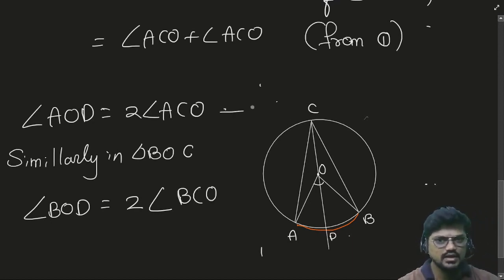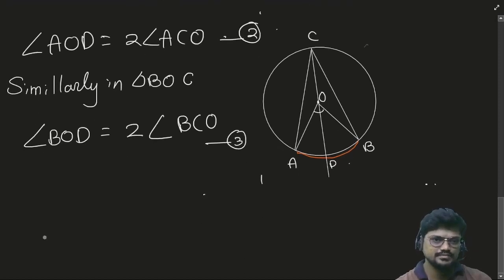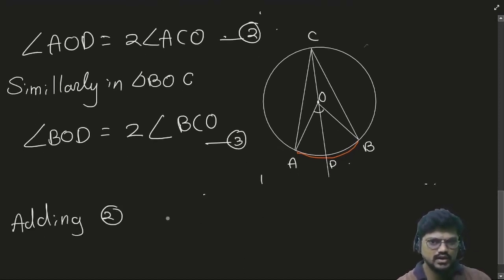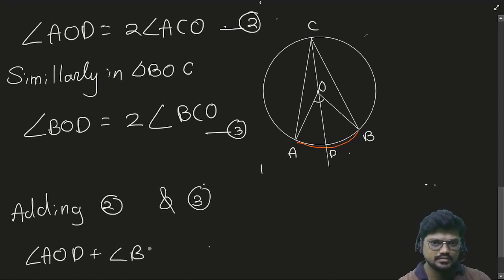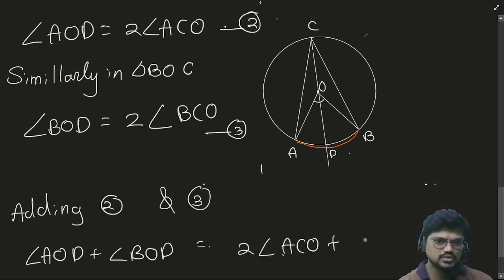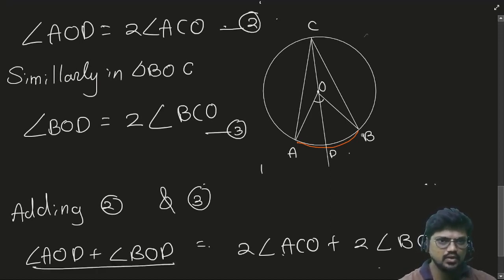So if this is 2 and this is 3, adding 2 and 3, what do you get? This angle plus this angle, that is angle AOD plus angle BOD, is equal to twice of angle ACO plus twice of angle BCO. Angle AOD plus BOD will be AOB. Yes or no?